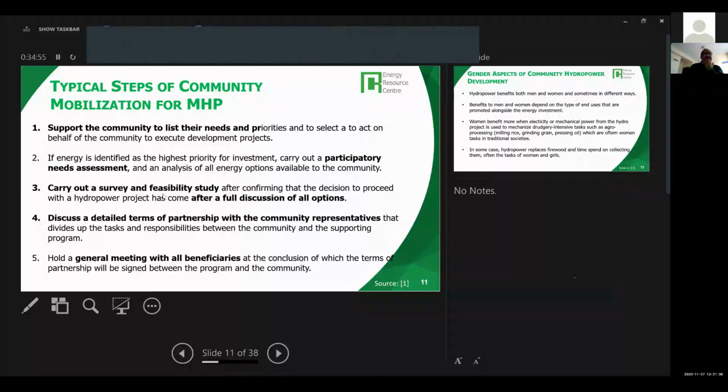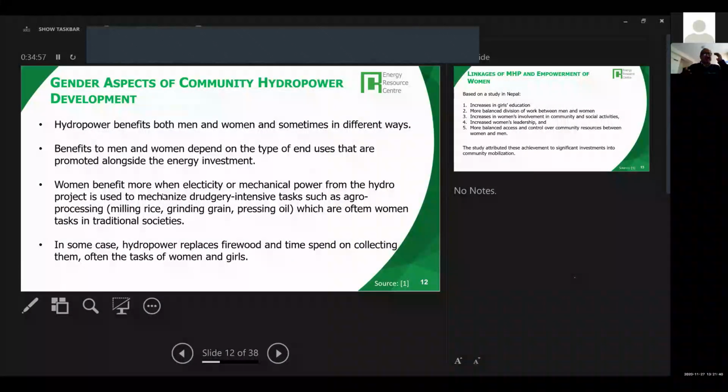Similarly, in mini hydropower development, gender is an important issue. Gender aspects of community hydropower development matter because hydropower benefits both men and women, but sometimes in different ways. Depending on the end use that the hydropower project will supply power to, men and women will benefit differently.